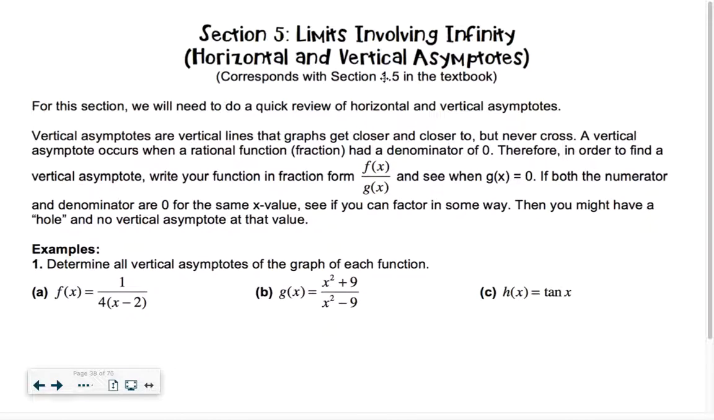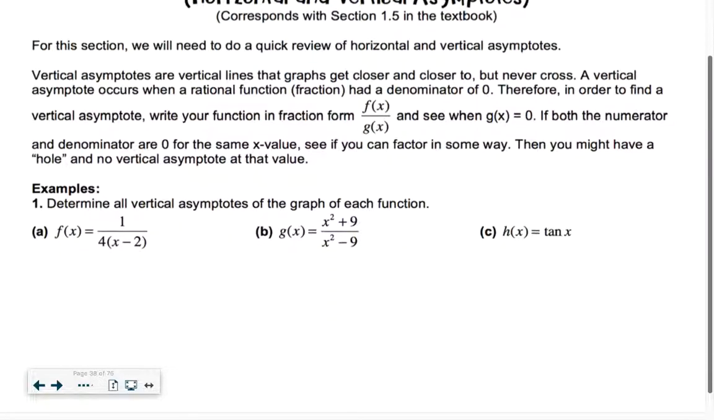Okay, so section 5 is on limits involving infinity. So basically that means we're going to talk about horizontal and vertical asymptotes. Some of them are going to be like limit as x goes to 2, but if that's a vertical asymptote, maybe it goes up to infinity or down to negative infinity. And then some of them will say like the limit as x goes to infinity, and that's going to be like a horizontal asymptote.